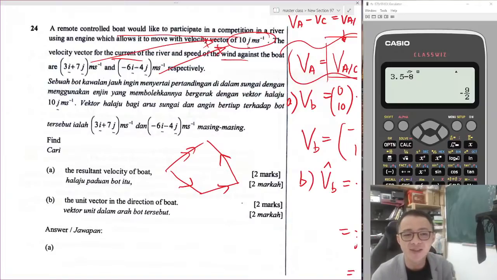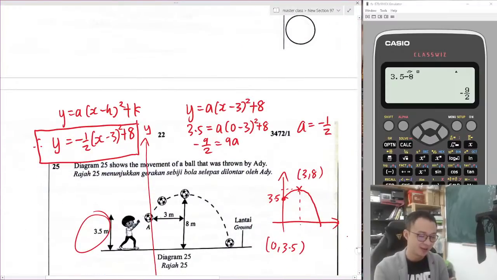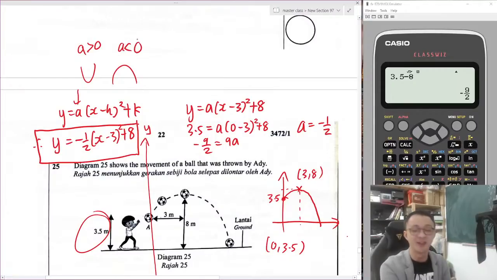Does a have the meaning of the gradient? No, for quadratics, a has nothing to do with the gradient. But for the quadratic, the a just now actually decides whether your graph is U shape or N shape, depending on whether a is positive or negative only.